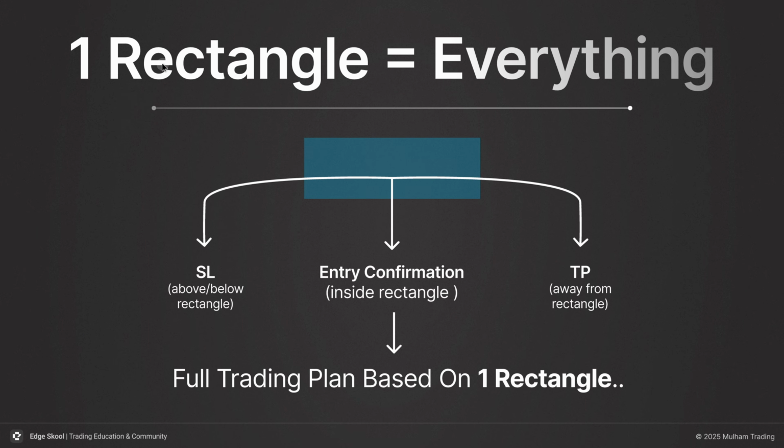Let's begin. So 1 rectangle is gonna equal everything, and that means the entry confirmation is gonna be coming out of the rectangle and it's gonna be inside the rectangle, and then the stop loss is gonna be above or below the rectangle. Take profit is gonna be away from the rectangle. So if you notice, it's a full trading plan just based on this 1 rectangle, and you will know what this rectangle is. I'll explain everything in detail.